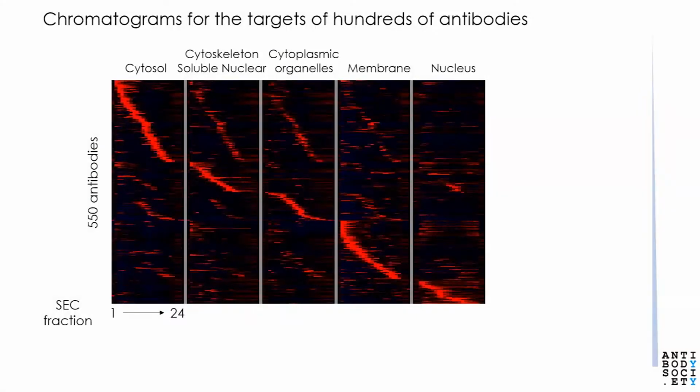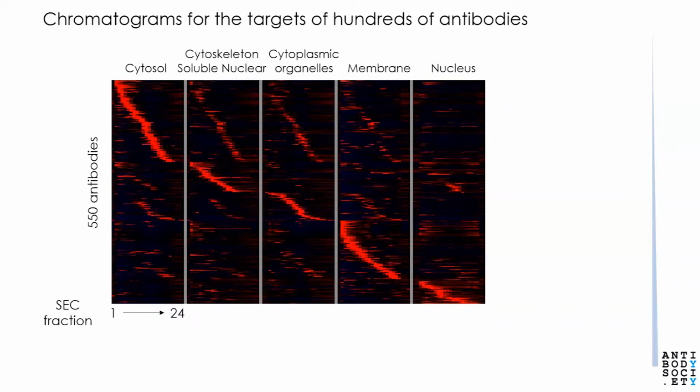This is an example of a heat map showing chromatograms for the targets of hundreds of antibodies, and we can in principle do thousands of antibodies. The advantage of array-based analysis is that it's very fast. So you can work with very large numbers of antibodies.